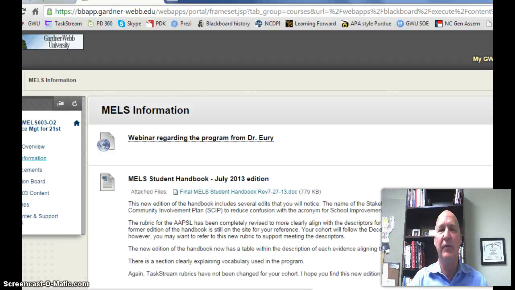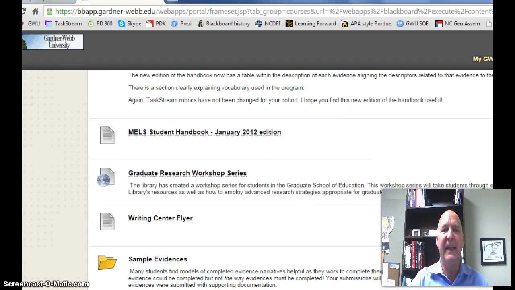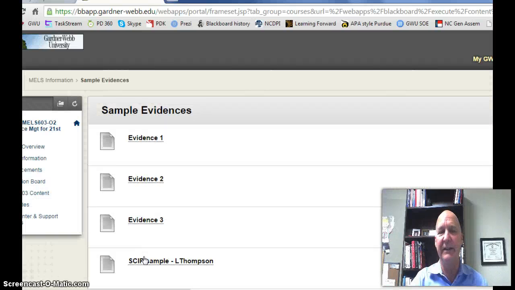Back to the overview of the Blackboard page. In the MELS information, scrolling from top to bottom from the overview, I have loaded something new in the sample evidences. I noticed that evidence 3C was missing, which is a pretty good one. So I have uploaded a student sample here that I think is exemplary. Because I have not redacted her name or the school's name, I would ask that you not share this with anyone, but use it perhaps as a way to think about the SCIP if that's confusing to you.